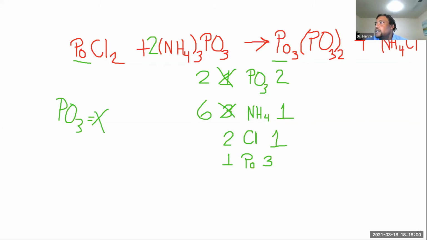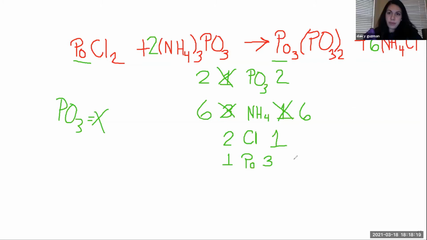Do we add a 6 in front of the NH4 on the coefficient side? On the product side, you mean? Yeah, I get those names confused. Okay, so we got a 6 there. So then now we have 6 of those. And then how many chlorines do we have? So now we have six. That's right.